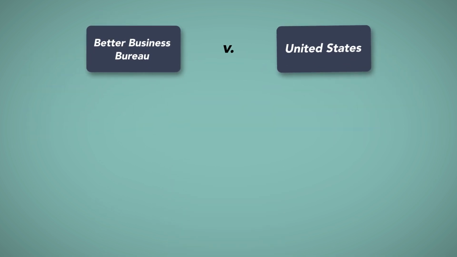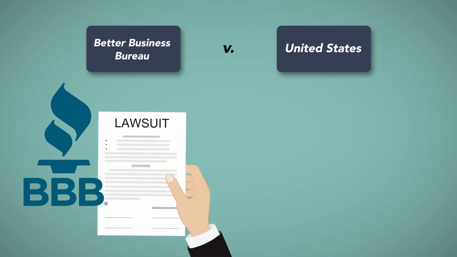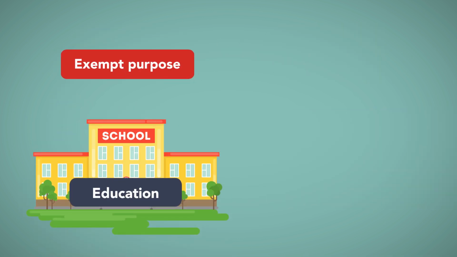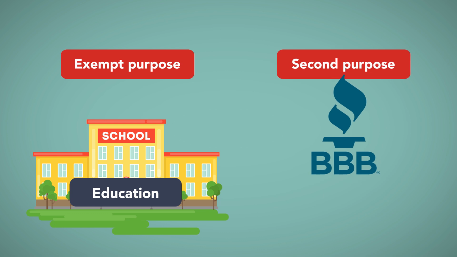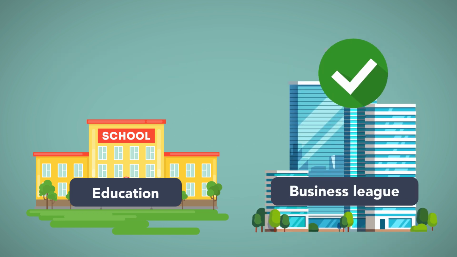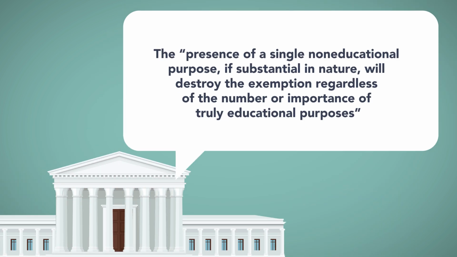In Better Business Bureau versus United States, the Better Business Bureau sued for a refund of Social Security taxes, claiming that it was organized and operated to educate people about ethical and responsible business practices, a primarily exempt purpose. Although the Supreme Court agreed that the education was an exempt purpose, it found that the Better Business Bureau also had a second purpose, to promote a profitable business community. Because promotion of profitable business is a purpose of a business league and not an educational organization, the Better Business Bureau was not operating exclusively as an educational organization. The court observed that the presence of a single non-educational purpose, if substantial in nature, will destroy the exemption regardless of the number or importance of truly educational purposes.